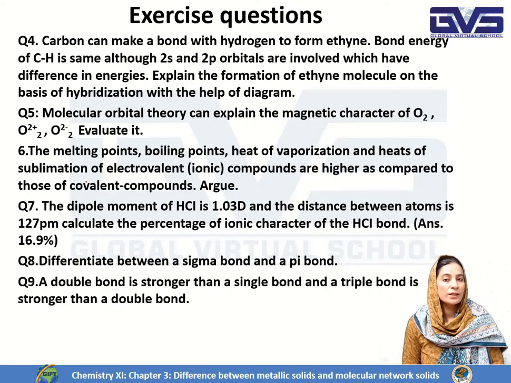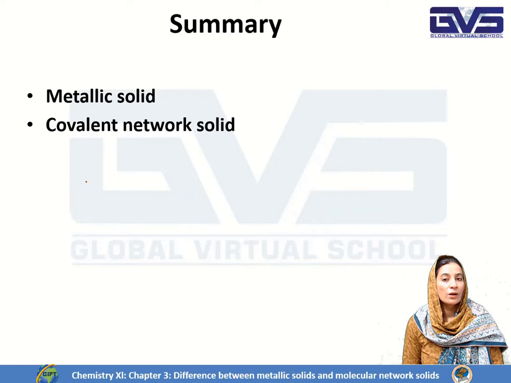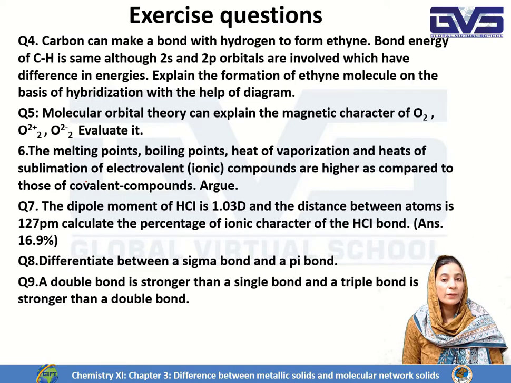And now also draw their hybridized molecular diagram, and tell what type of hybridization it is, what its shape is, like linear, and also discuss its bond angle and the types of bonds, sigma bonds and pi bonds. And question 5: molecular orbital theory can explain the magnetic character of oxygen. Oxygen, positive, negative, evaluate it.